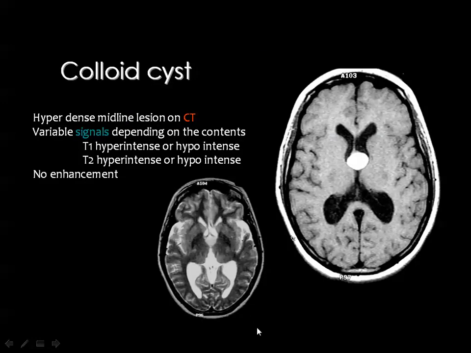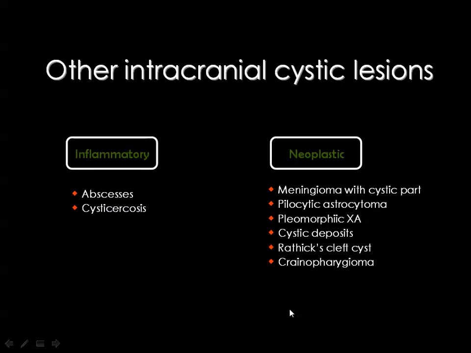But you should remember that the colloid cyst is diagnosed by its typical location, not its density or signal characteristics. Commonly, the colloid cyst will show hyperdensity on the CT scan and high signal in T1 and high signal in T2 weighted images. But consider that the colloid cyst may show T1 hyperintense or hypointense, T2 hyperintense or hypointense. And in all conditions, this cyst will not show any contrast enhancement.